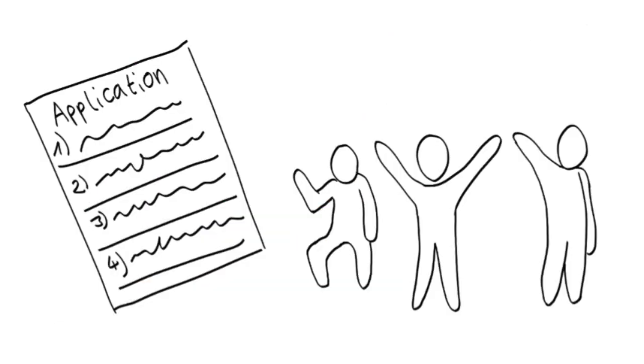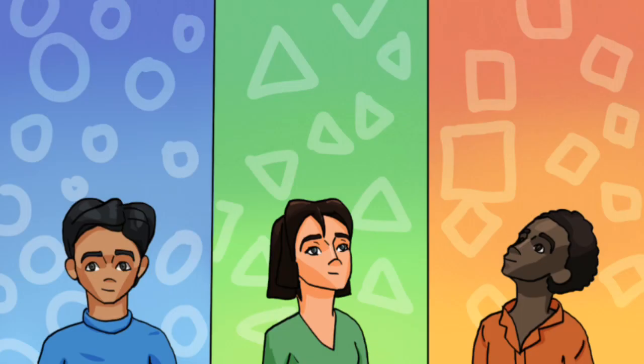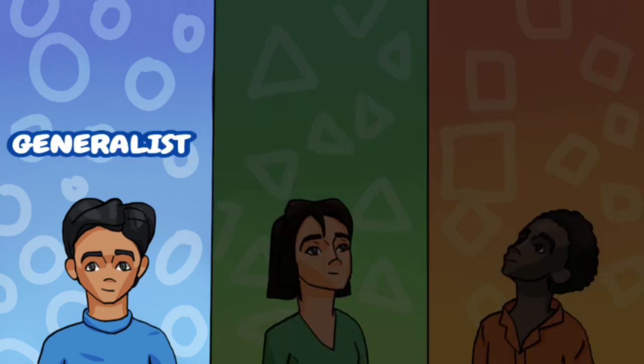When you join the server, you will first have to submit an application. One of the things you will specify is the classroom you want to join. You will study with people of the same classroom. There are three classrooms: generalist, peopleist, and renderist.